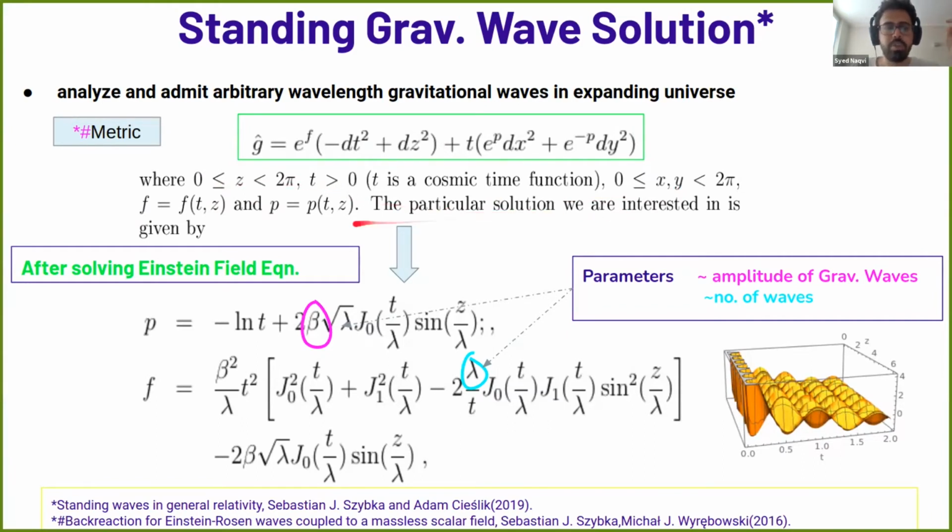The particular solution we are interested in is given by this. You plug them into the Einstein field equations, and you get dependencies on Bessel functions and so on. But the main parameters are beta and lambda. Beta controls the amplitude of the gravitational wave, and lambda controls the number of the waves. If this is one of the plots of P, initially there are these waves of higher amplitude, but as the universe evolves in time, the amplitude decreases. So the initial conditions are crucial in order to analyze what is happening in this space-time.